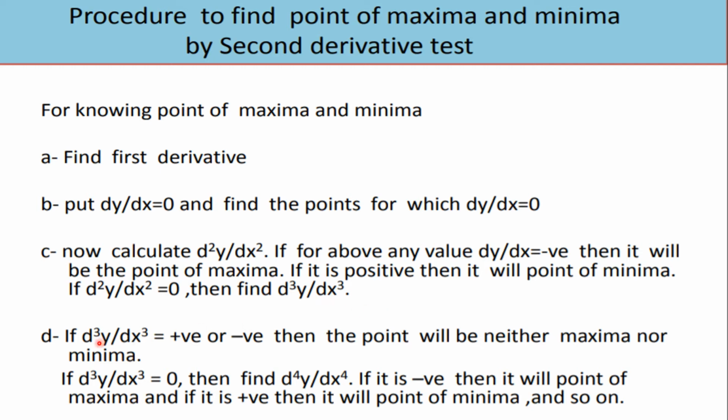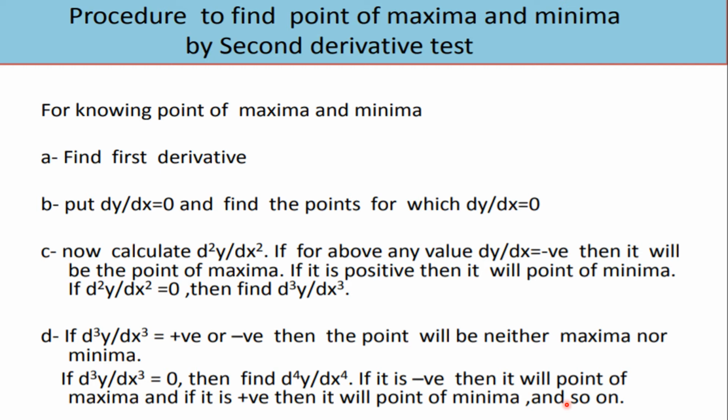Okay, my children. If d cube y by dx cube is positive or negative, then the point will be neither maximum nor minimum. Right. If d cube y by dx cube is equal to 0, then we find d power 4 y by dx power 4. If it is negative, then it will have a point of maximum, and if it is positive, then it will have a point of minimum, and so on. Like this we continue that process.